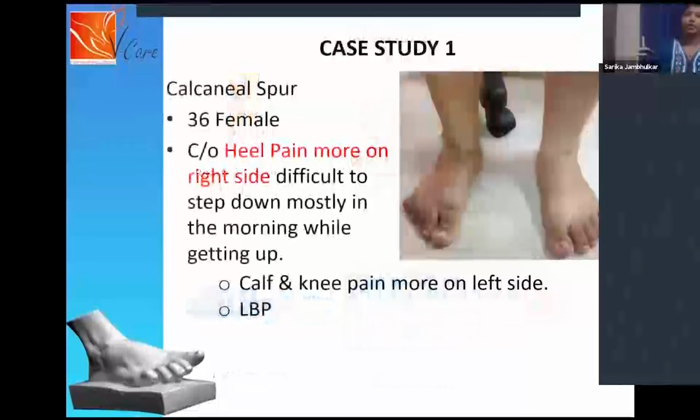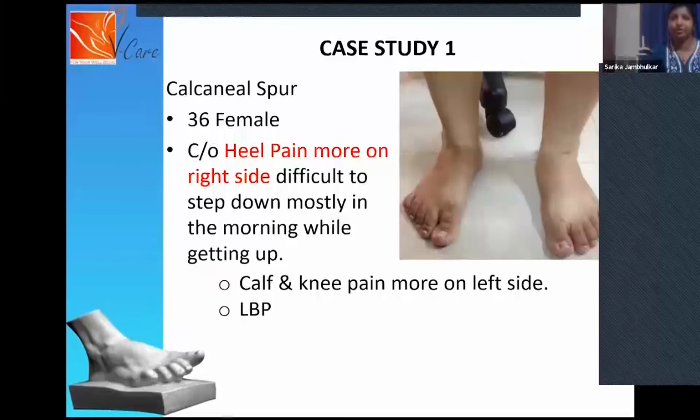Okay. So here we are going to study 2 cases. I have included 2 cases. One is plantar fasciitis, which is a very commonly seen problem. And there is one more case with ankle pain. I'll tell you the diagnosis also. So mainly these case studies are to show you the basic effect of this therapy.